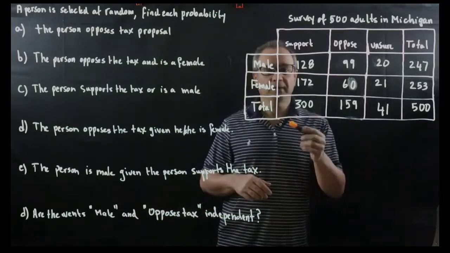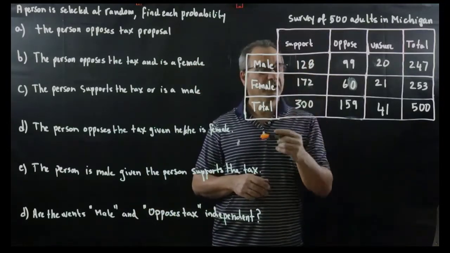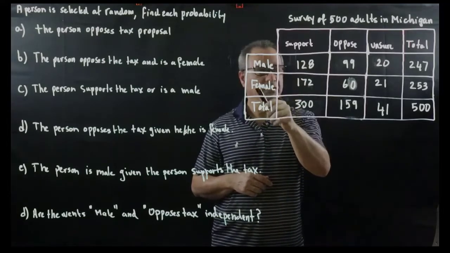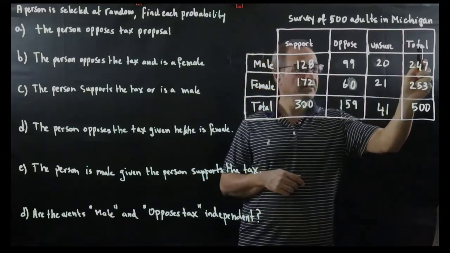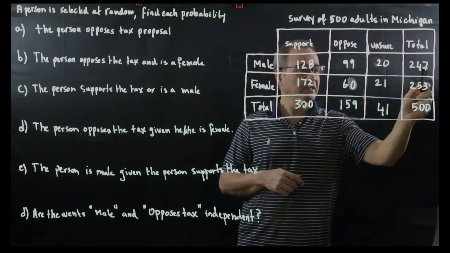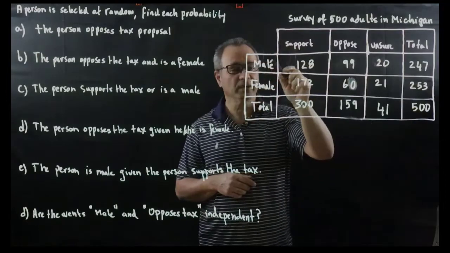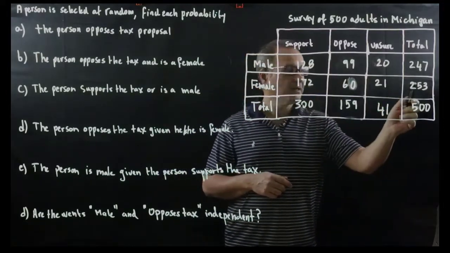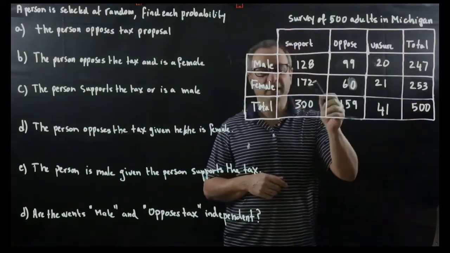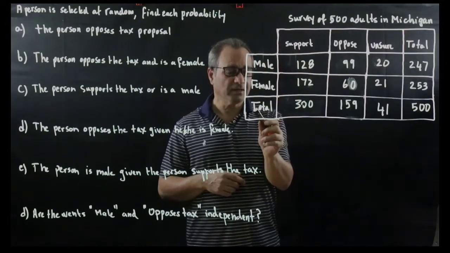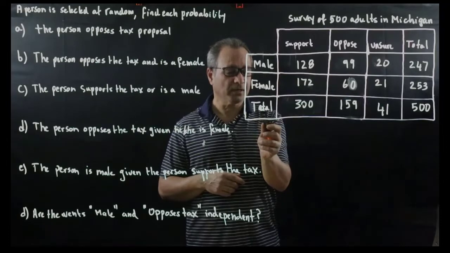You can see the 500 adults are divided into male and female categories. We have a total right here. The 247 means there were a total of 247 male who took the survey and 253 female adults who took the survey. You can see there is a row total right here.